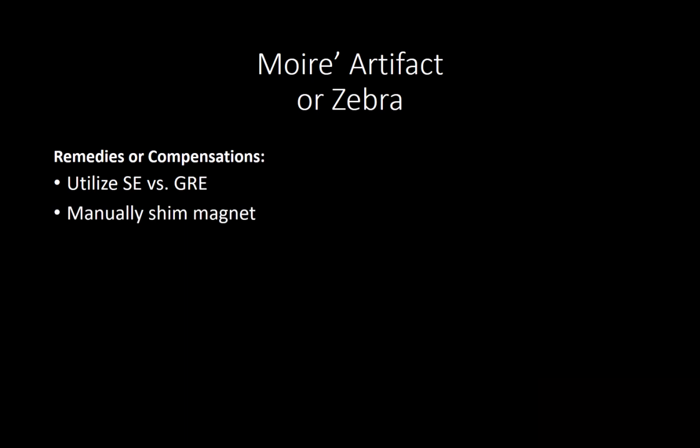You can manually shim the magnet to make the field as homogeneous as possible and increase the no phase wrap to prevent that wrapping artifact to occur in the first place. And make sure you're using a smaller field of view. This will help prevent inhomogeneities towards the edges of a very large field of view. So sometimes when you're acquiring images of large anatomy like the femur or the tib fib, you can break it up into sections instead of using a very large field of view.